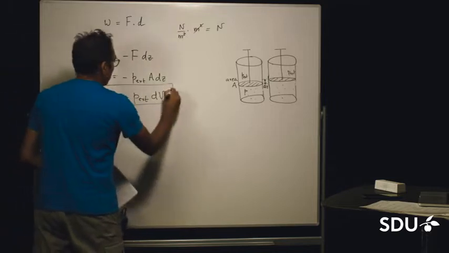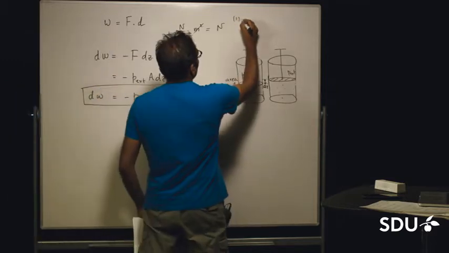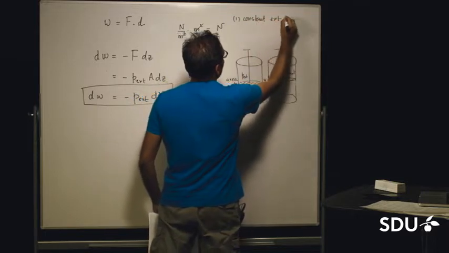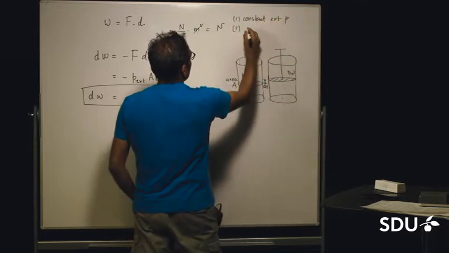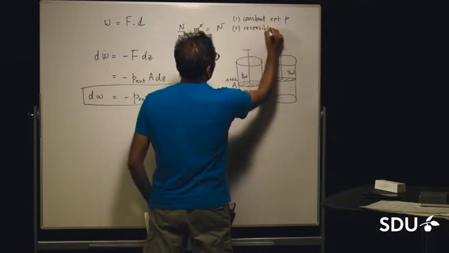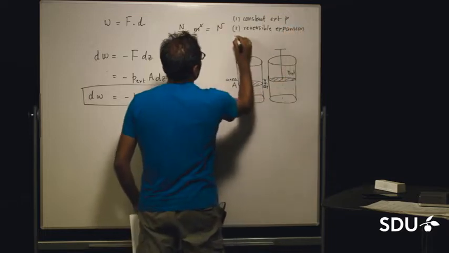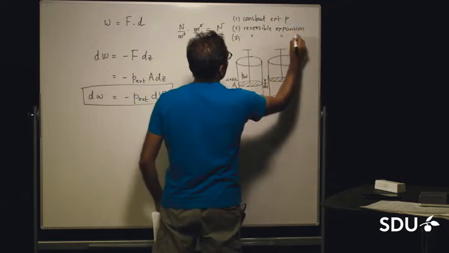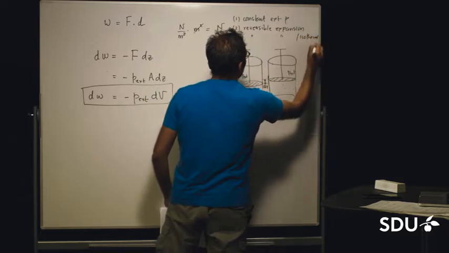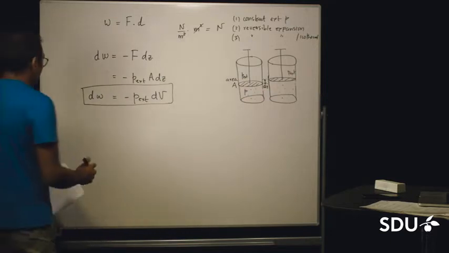Now, we are going to calculate this work for three different cases. The first case is work done against a constant external pressure. The second case is for a reversible expansion of the gas. And the third case is for a reversible expansion but also isothermal.